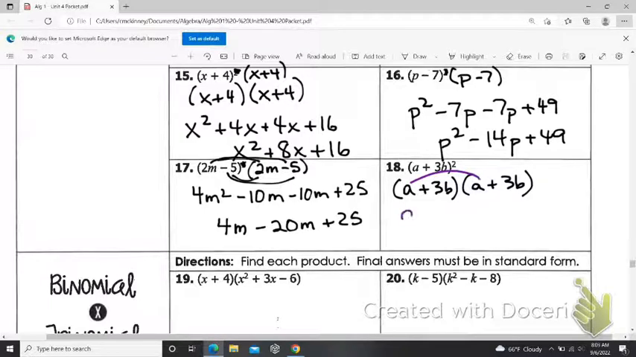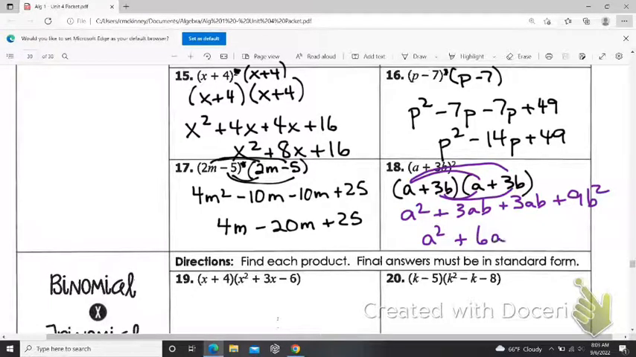A times a is a squared. When we multiply with two different letters, no matter which one is first, we're going to put them in alphabetical order. So a times 3b is 3ab. And then 3b times a is also 3ab. We just go ahead and we can rearrange them. It's legal. And then 3b times 3b is 9b squared. The two in the middle are once again the same, like terms.